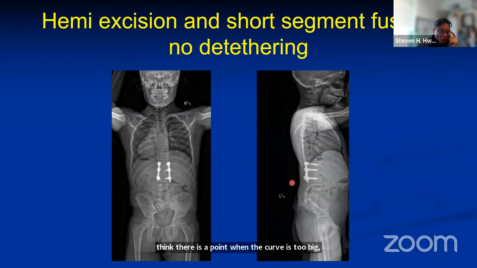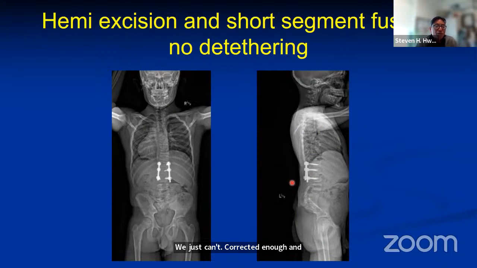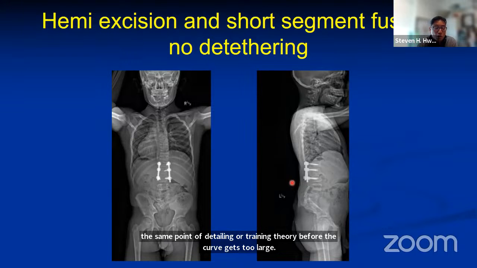We just can't correct it enough. And it probably goes to the same point of detethering or treating Chiari before the curve gets too large. Then biomechanically, this takes on too much force, and I can be able to correct it with a smaller surgery.